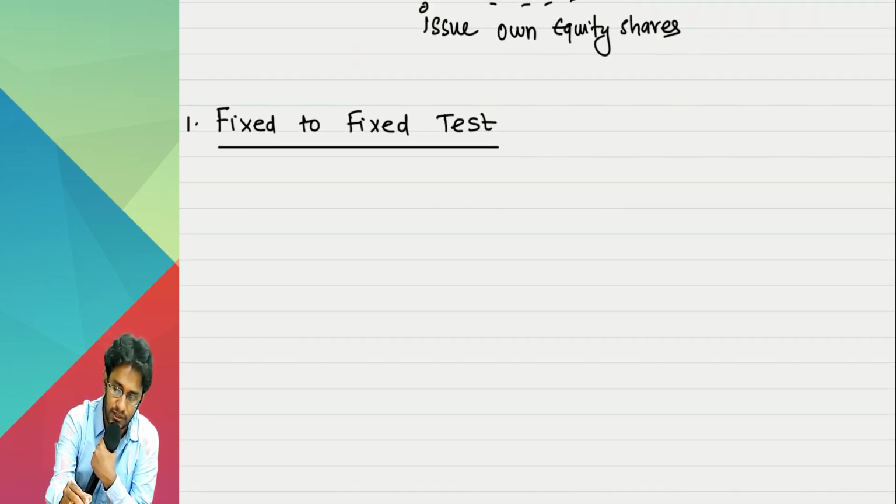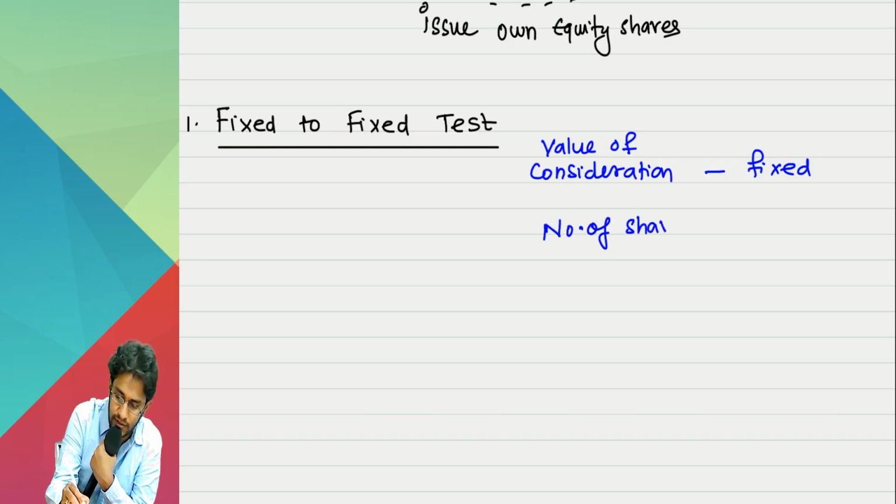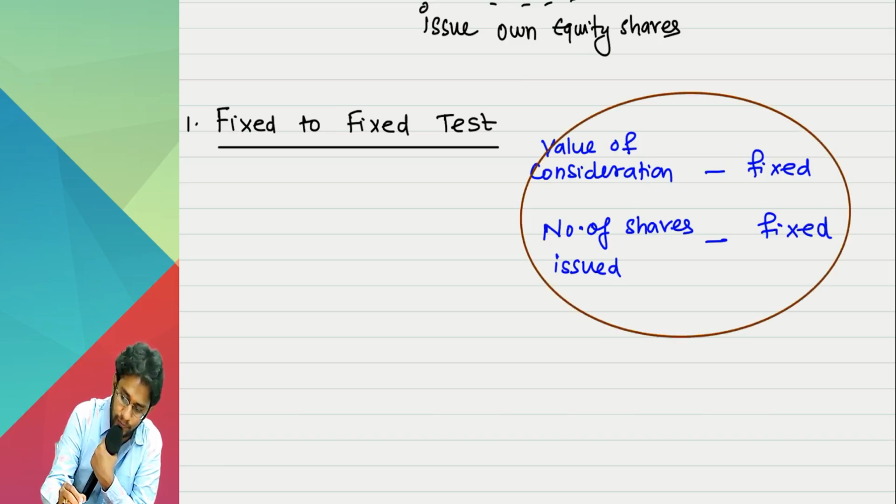So the F2F test point here: the value of consideration should be fixed, and the number of shares issued or to be issued should also be fixed. If both are fixed, then the contract is classified as an equity instrument.